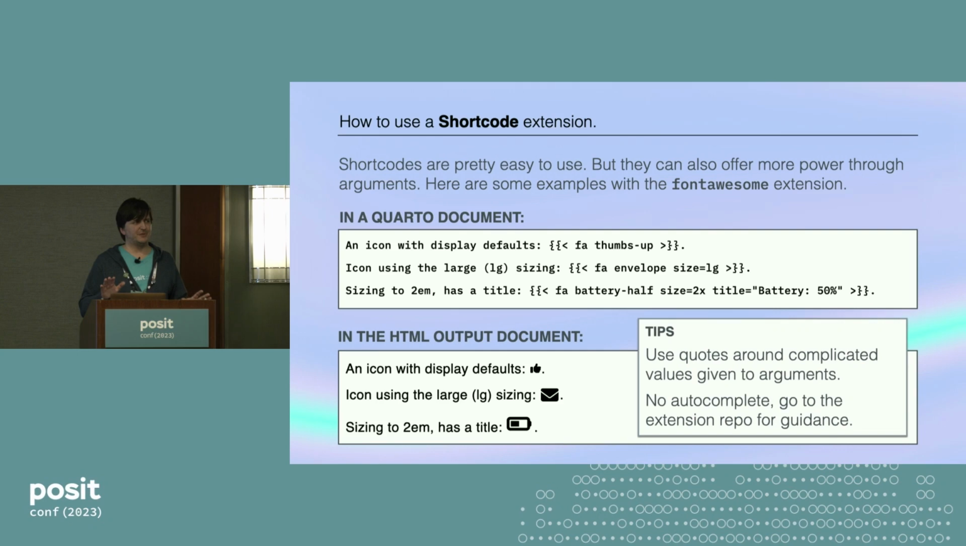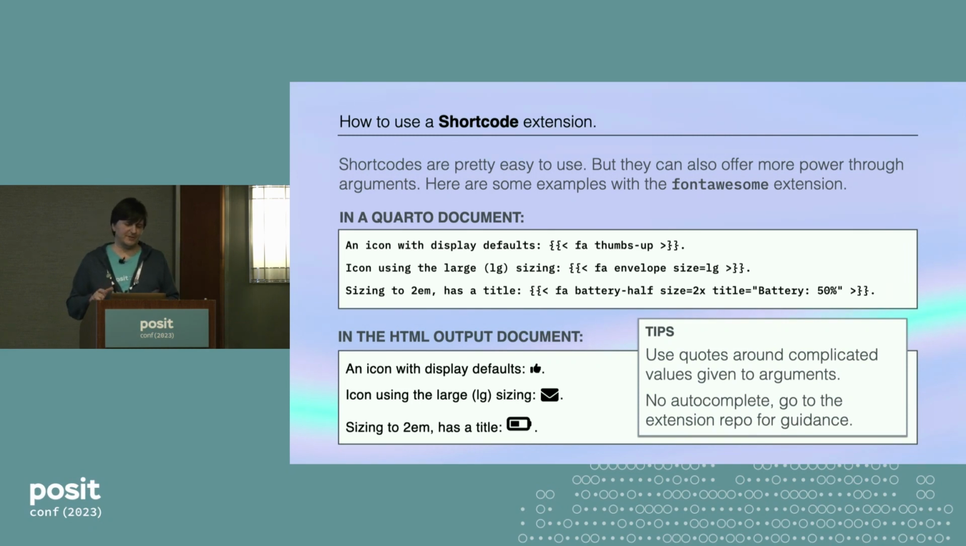Just some tips, because I know you're going to use this right away. Around complicated values, given arguments like that battery thing, I would definitely use quotes, right? Because Lua can't really parse sometimes. If it's simple, then it's fine, like the lg. But I would use quotes just to be safe.